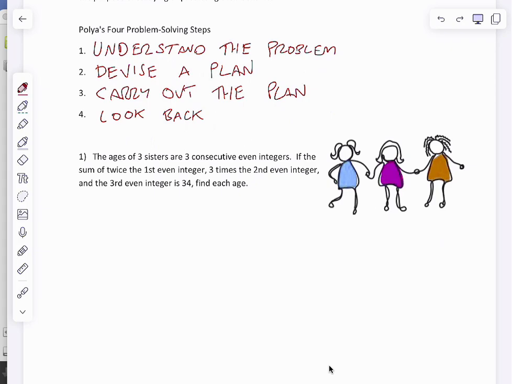I see a lot of people trying equations. It's a good plan. It's not the only way to do the problem. So if your equation isn't working for you, try something else.